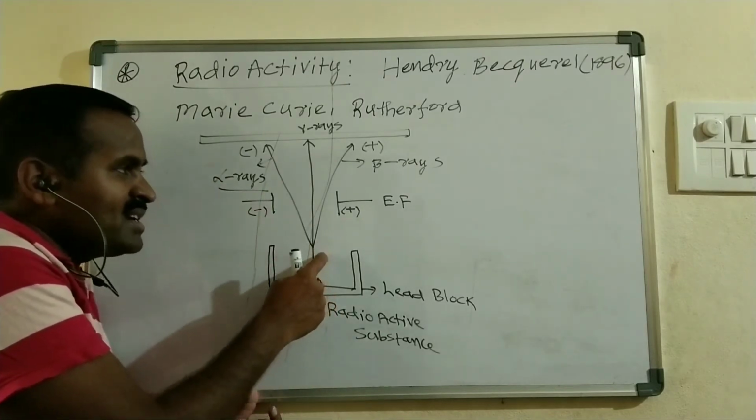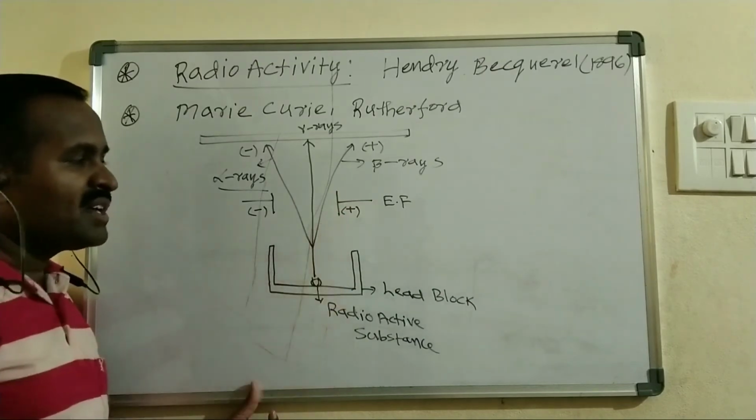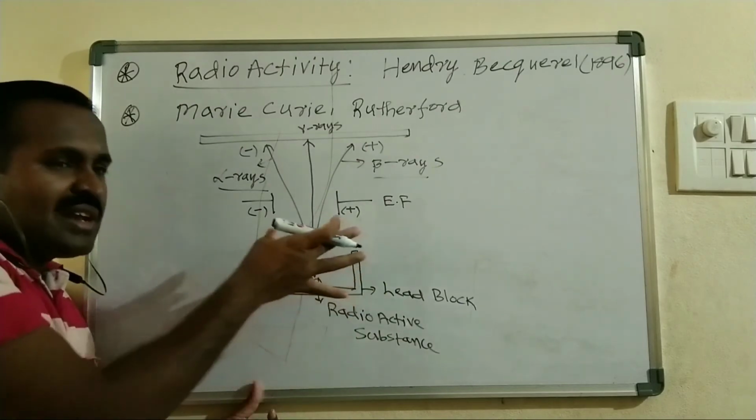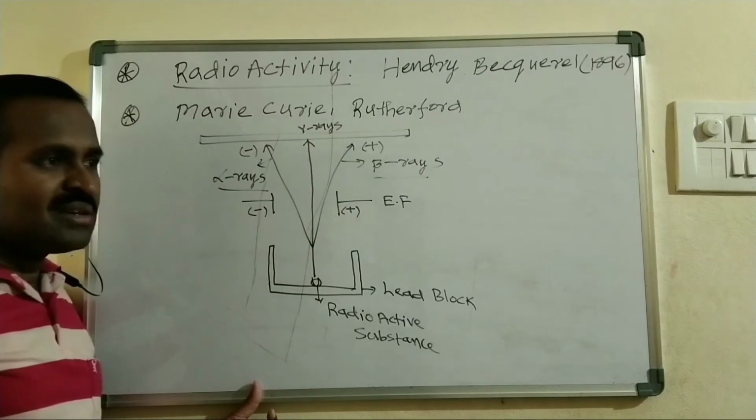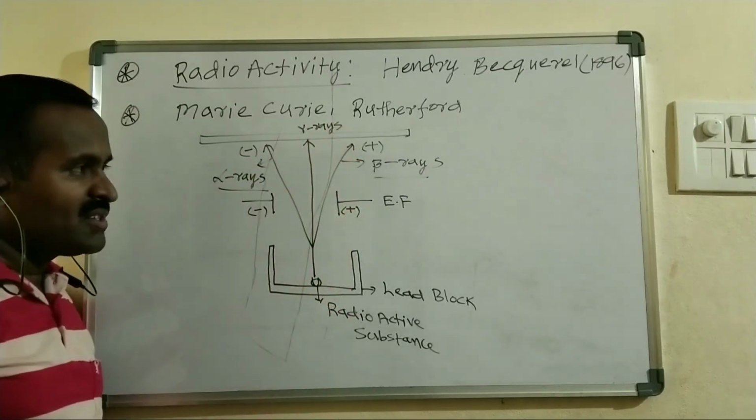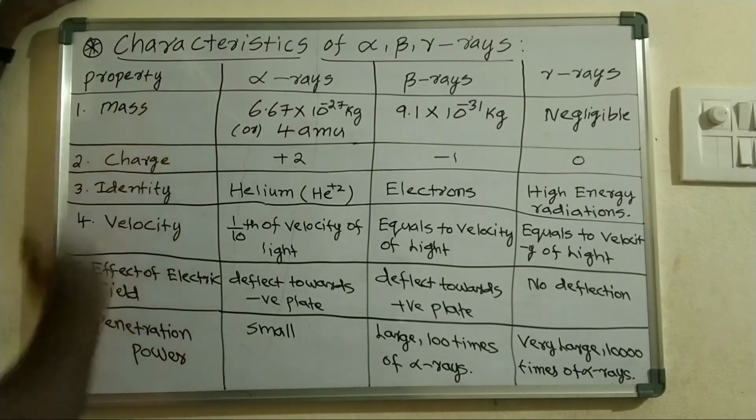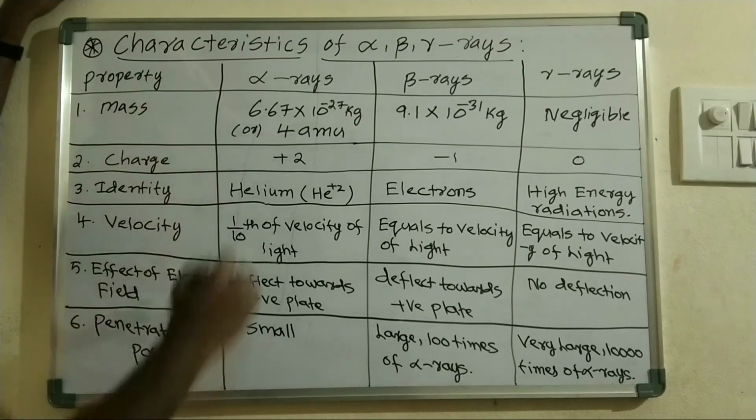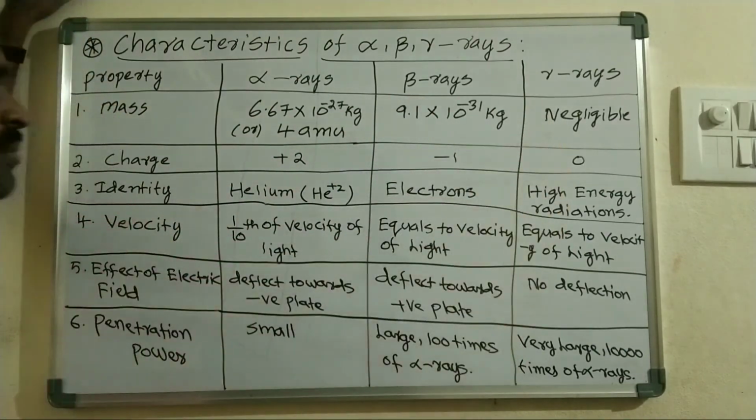The radiation directed towards the positively charged plate is called beta rays. And when we apply the electric field and magnetic field, some rays show no deflection, and those are called gamma rays. The characteristics of alpha, beta and gamma rays are given in a tabular form here: property, alpha rays, beta rays, and then gamma rays.